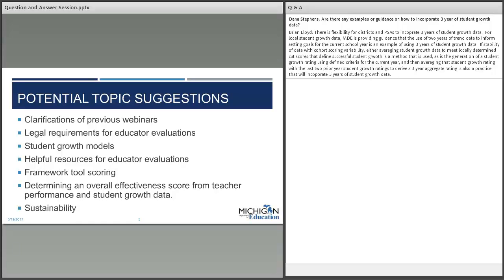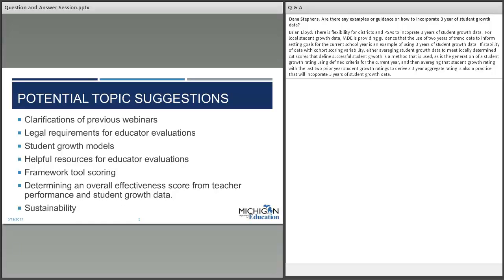The other possible methods that would be totally acceptable and would certainly meet the mandate would be aggregating student growth data for 3 years. And a good method for aggregating student growth data would be to average results for each current year. And so you wouldn't average the pre-test or post-test if you're using that model.